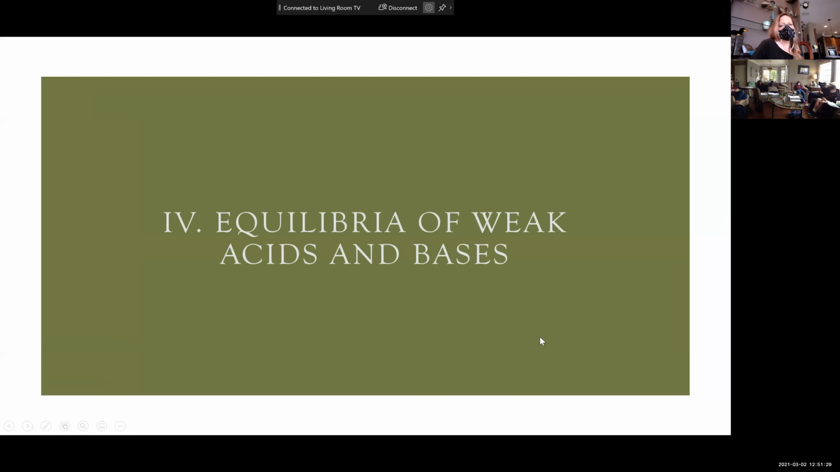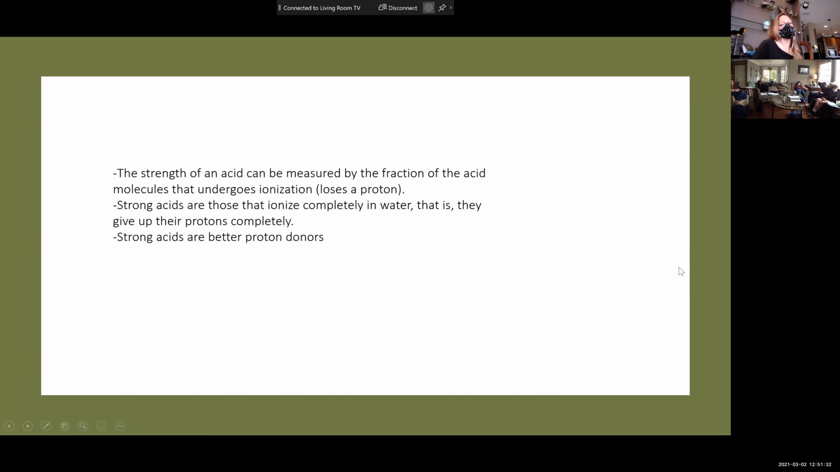All right, so equilibria of weak acids and bases. The strength of an acid can be measured by the fraction of the acid molecules that undergoes ionization, or loses a proton. Remember that stronger acids dissociate more completely than weak acids do, right? So it's a fraction, a portion of the whole that is going to ionize. So strong acids are those that ionize completely in water. They give up their protons completely. Strong acids are better proton donors.